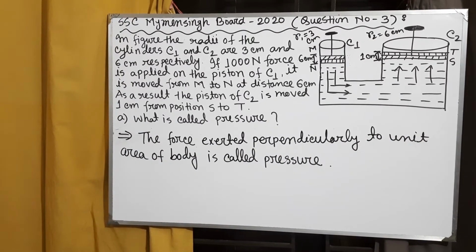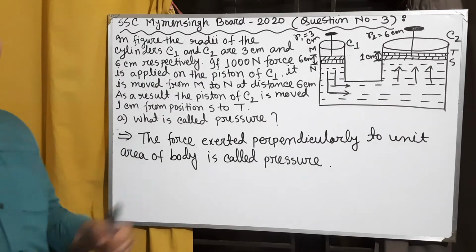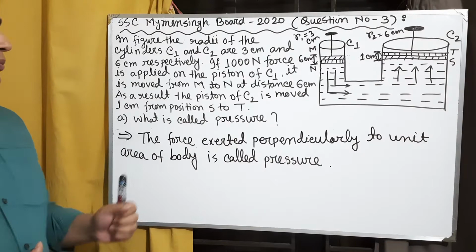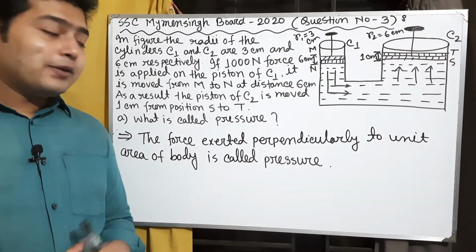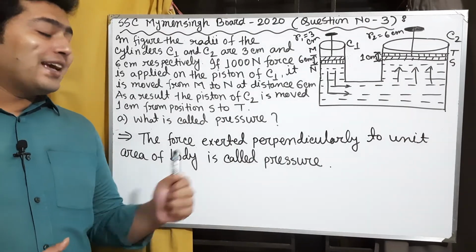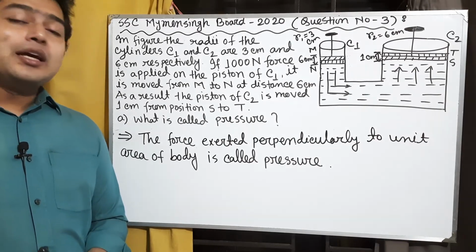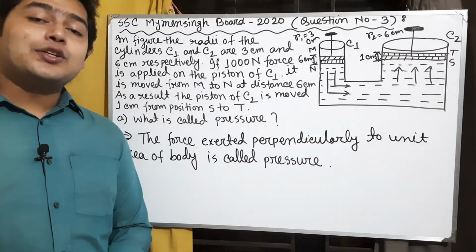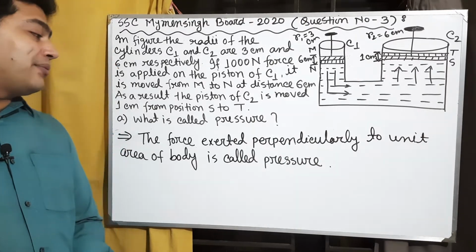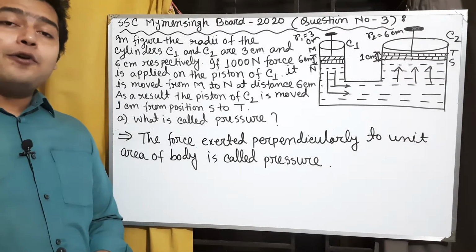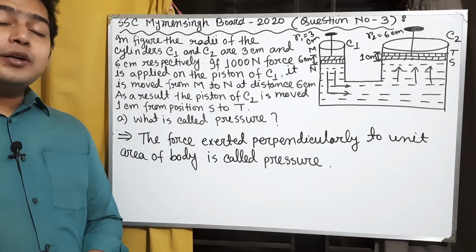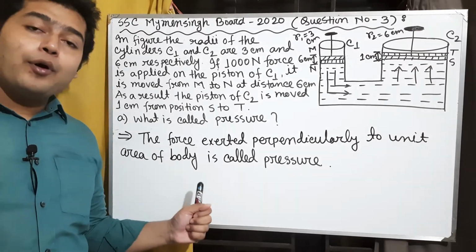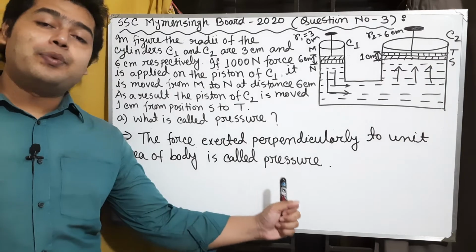So my dear boys, our question A is what is called pressure. The answer: the force exerted perpendicularly to unit area of a body is called pressure. I repeat it again: the force exerted perpendicularly to unit area of a body is called pressure.